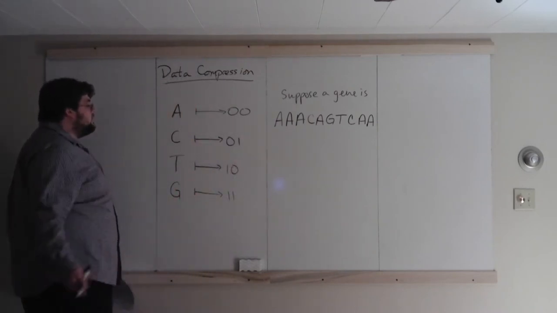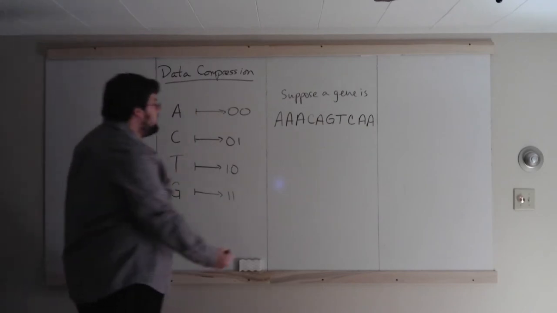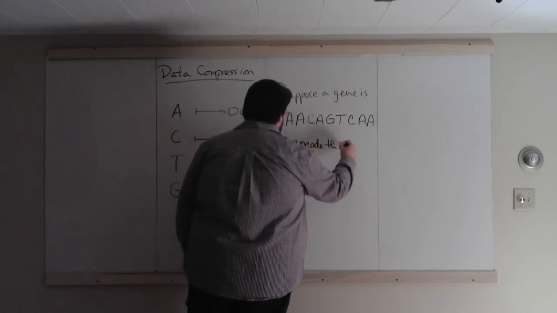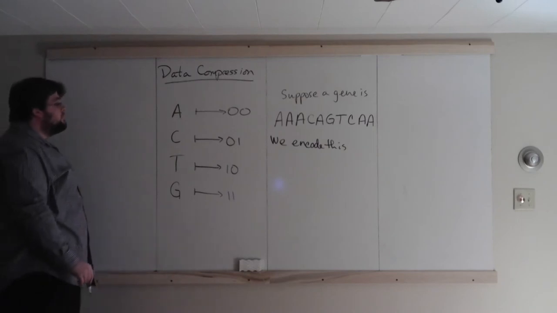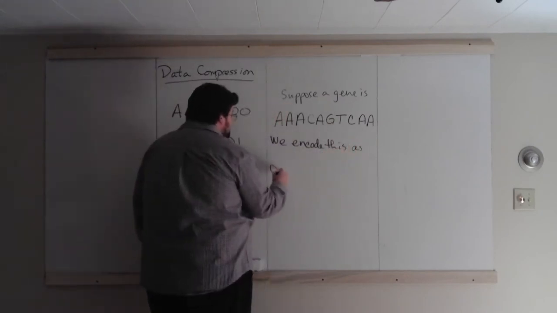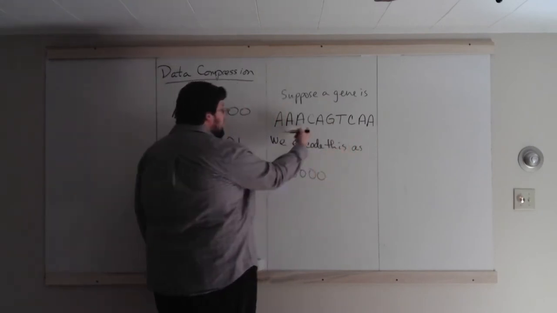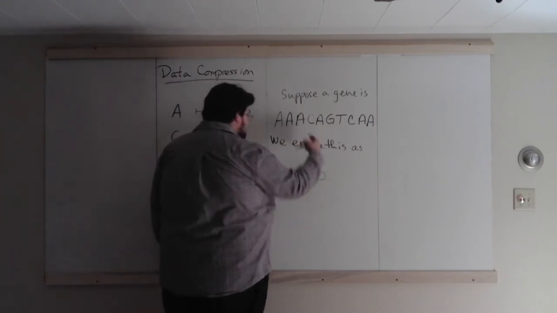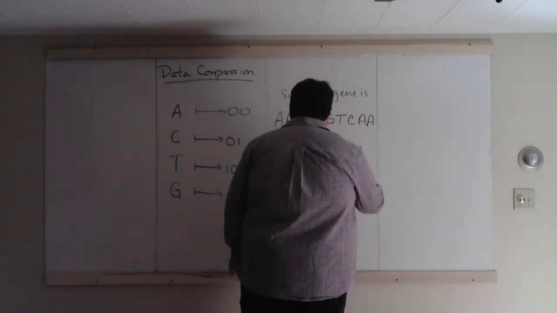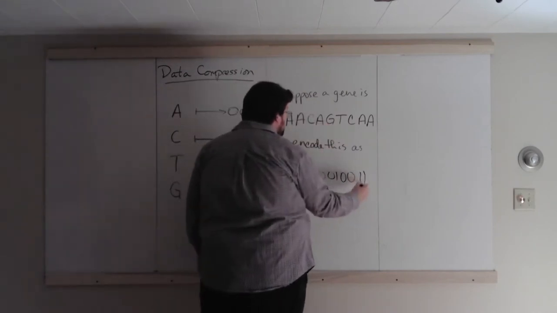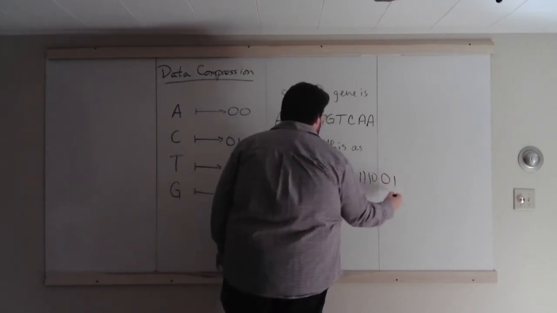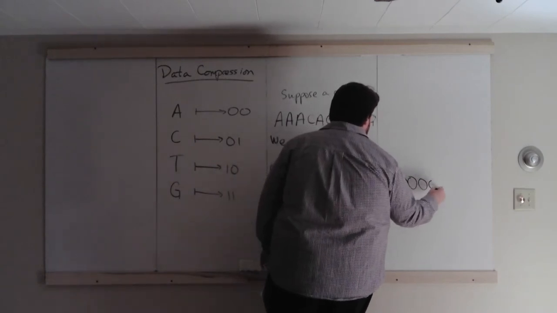Well, to encode this, all we do is replace each letter with these. So every A is replaced with a 00, and so on. So we encode this as 00 00 00 for three A's. C is what? 01. A is 00. G is 11. T is 10. C is 01. And A is 00. And that last A is also a 00.